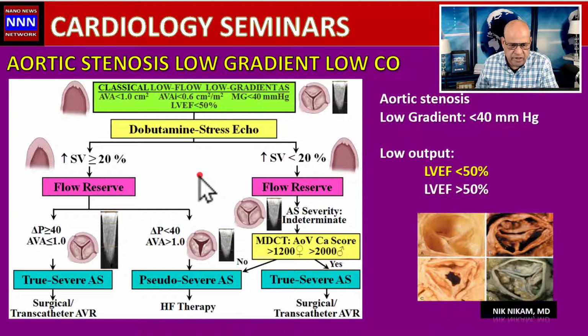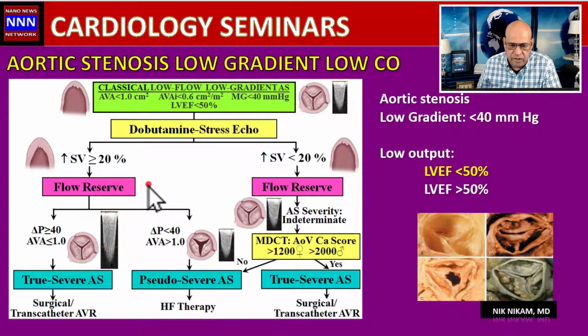Okay, let's begin with the dobutamine stress echocardiography. When these patients are subjected to dobutamine stress echocardiography, getting the dobutamine up to 20 micrograms per kg per minute, if we can increase the stroke volume by 20%, and if the gradient goes above 4 meters per second, and if the aortic valve area remains less than 1 centimeter squared, then we are dealing with true severe aortic stenosis. And these patients may benefit from surgical or transcatheter aortic valve replacement.